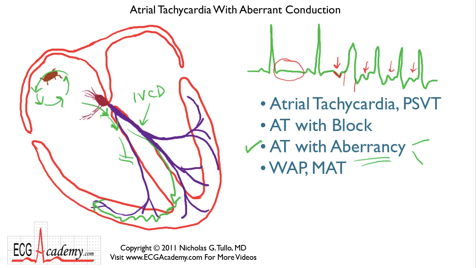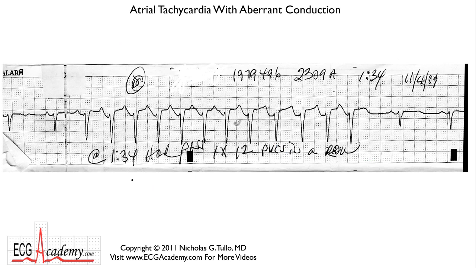Well, let's take some real examples here. As I mentioned in the last chapter, don't ever take what you read on a rhythm strip as being the truth. Always figure it out for yourself. This patient supposedly had possible 12 PVCs in a row. I think you would normally call that non-sustained ventricular tachycardia, but we'll go over that in the last section in the basic course on ventricular arrhythmias and how to name them.